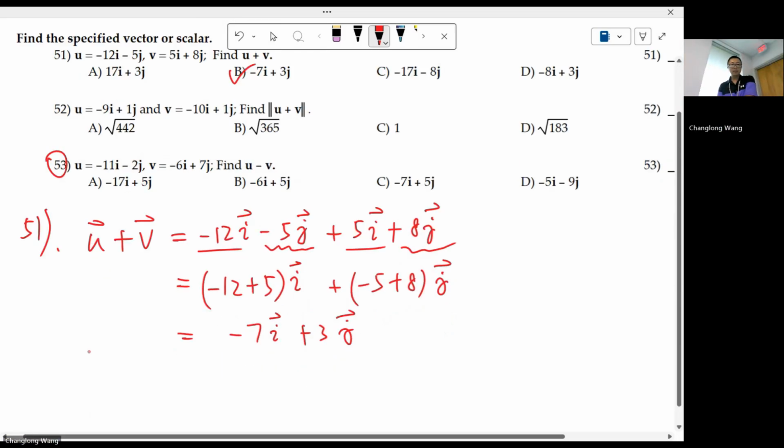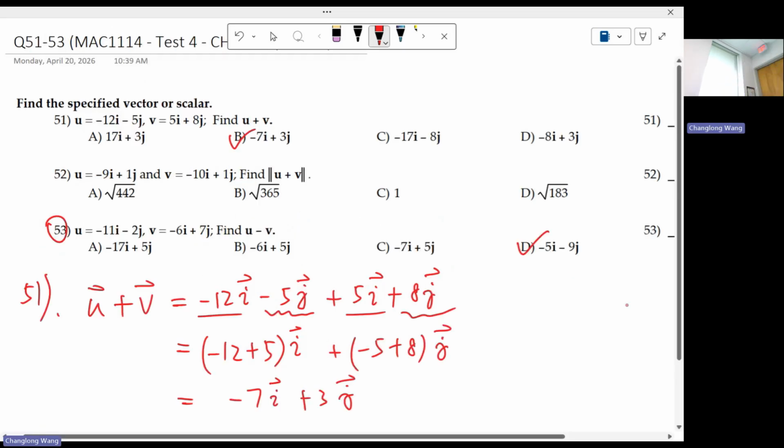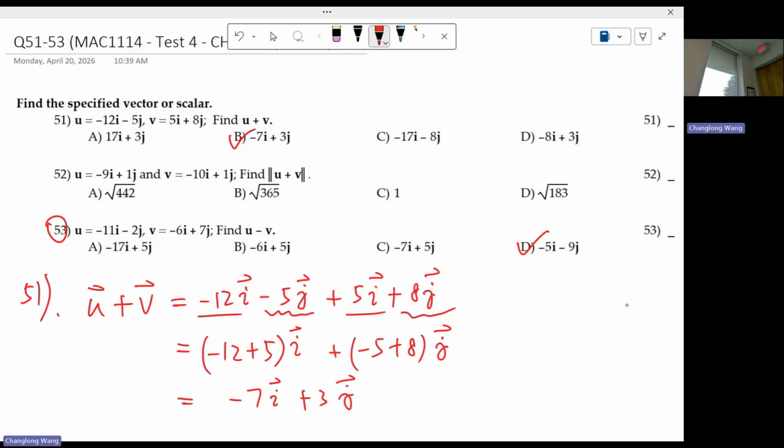53. Some already figured out it's letter D. Does it make sense? u minus v, you just subtract those guys. Negative 11 minus negative 6, so that's negative 5. Negative 2 minus 7, negative 9. That's all.